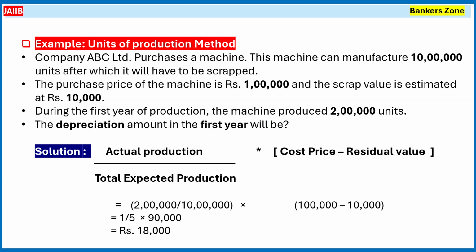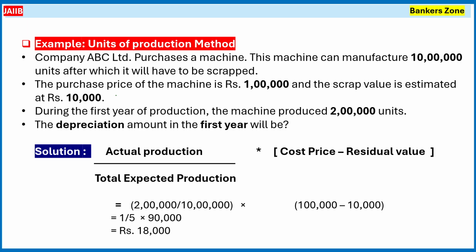Okay. Now see what is given. 10 lakh is the maximum that the machine can produce. Out of that, 2 lakh is produced in the first year itself. 1 lakh is the cost of the machine and 10,000 is the scrap value, or residual value, or salvage value. Okay, this is the given data.